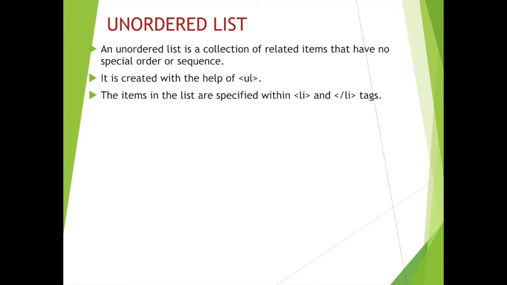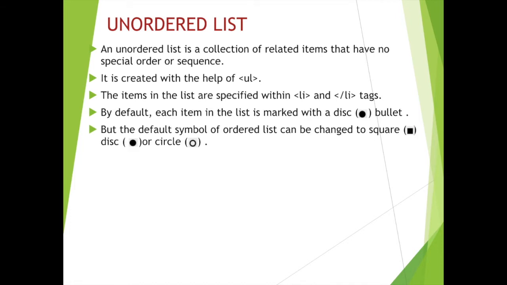The items in the list are specified within li and /li tags. Li stands for list item. So after creating the unordered list, we need to specify the items in the list. Now how will the items be specified? The items will be specified with the help of the li and /li tags. By default, each item in the list is marked with a disk bullet. So if you do not specify the type of the bullet, then it will be in the format which you are seeing on the screen now.